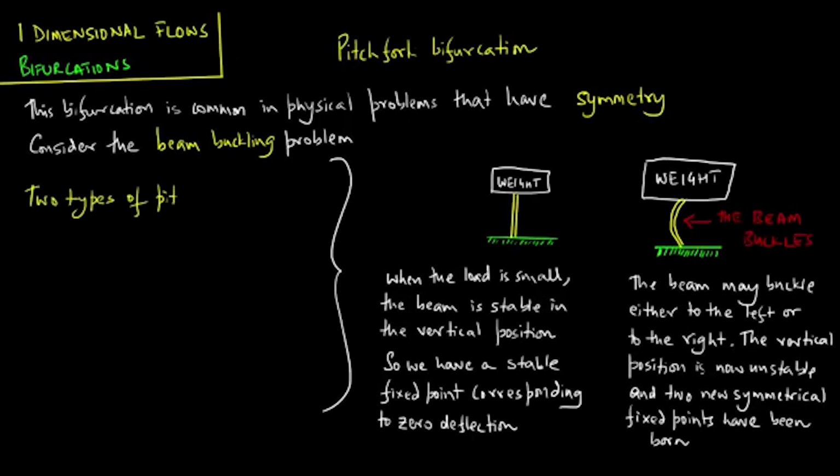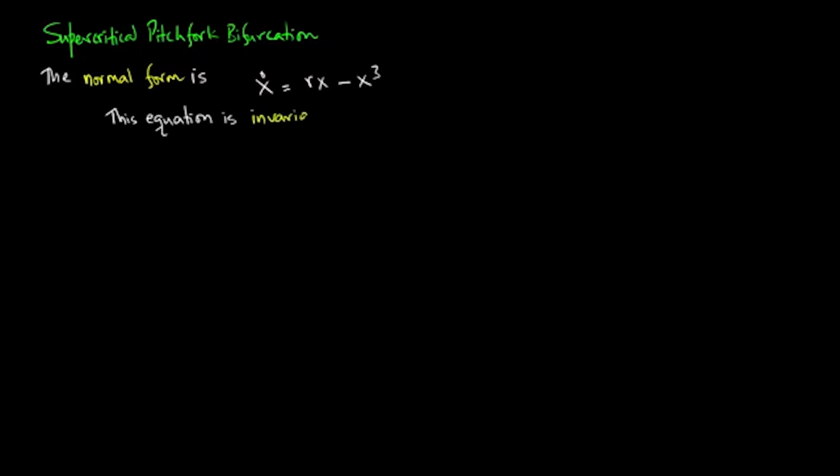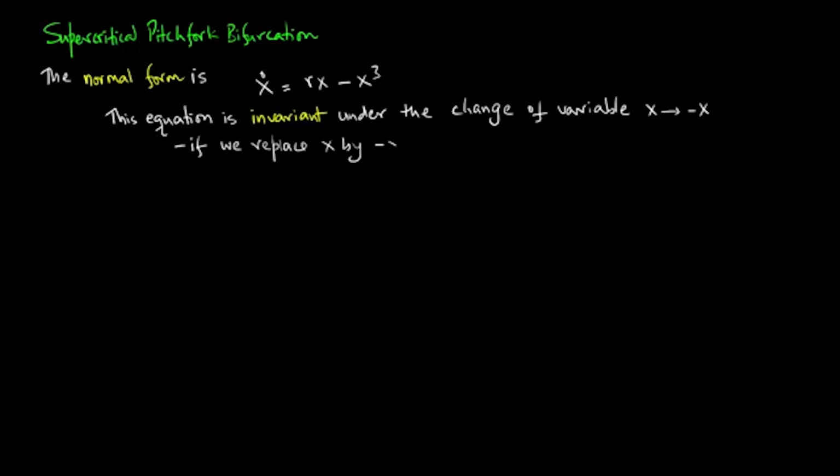There are two types of pitchfork bifurcations. One is a supercritical and the other is a subcritical. We now consider a supercritical pitchfork bifurcation. The normal form is x dot is equal to rx minus x cubed, and this equation is invariant under the change of variable x to minus x. What that means is that if we replace x by minus x, we get the equation back again.